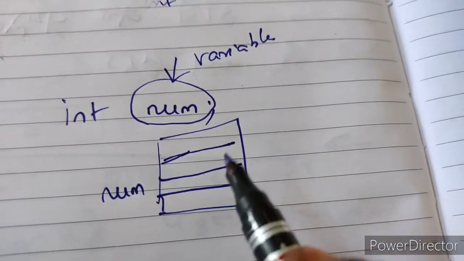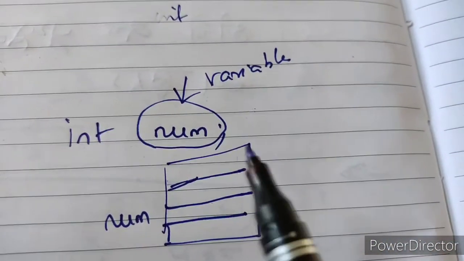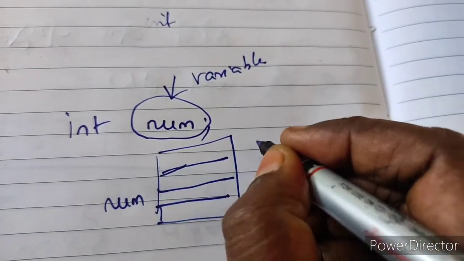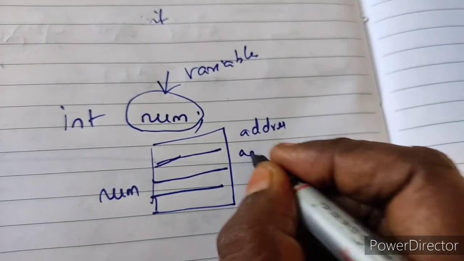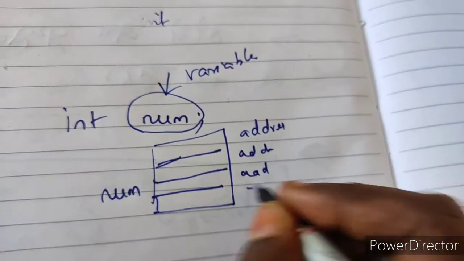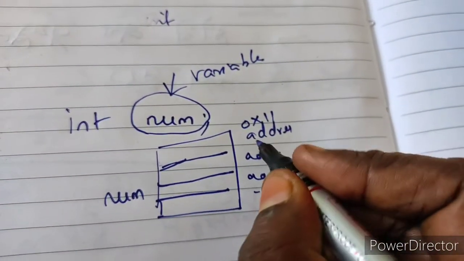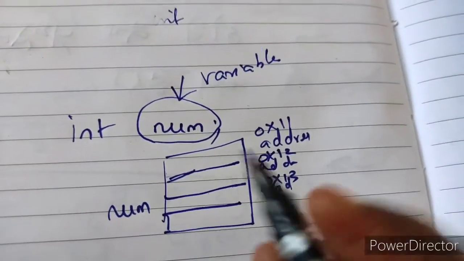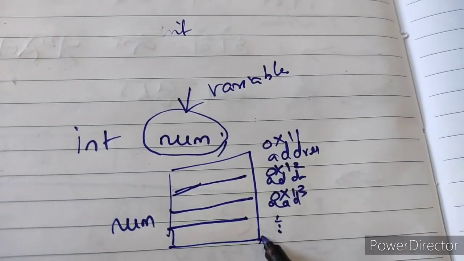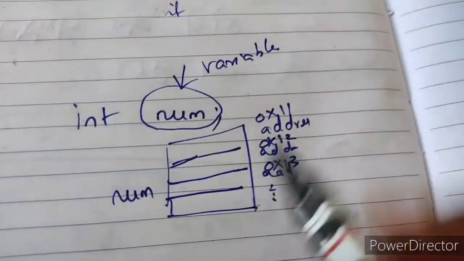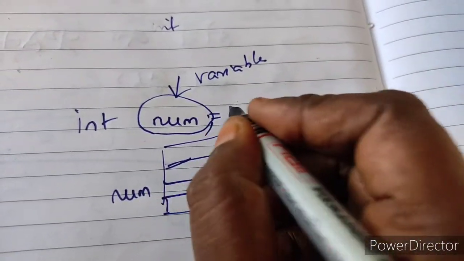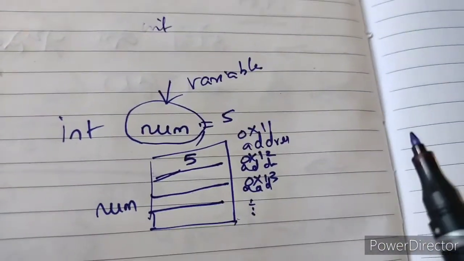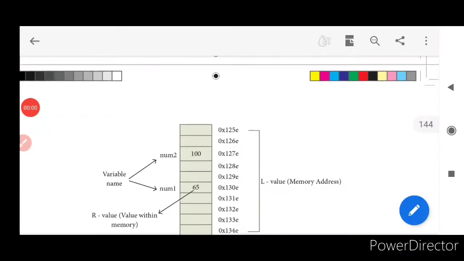The R value and L value depend on the address. Each and every space is addressed with an address. Say for example, 0x11, 0x12, 0x13, and so on. So these 4 spaces are allocated as a memory space for the variable num. If I give num is equal to 5, 5 will be stored in the space allocated for num. Able to follow?